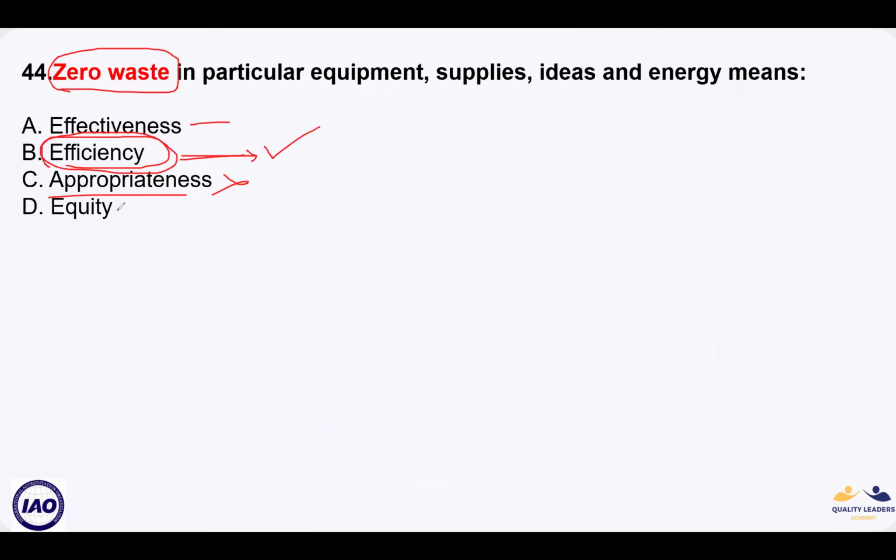What is equity? So equity is a sort of fair distribution of care regardless of patient's characteristics. It's about fairness, and there is nothing to do with the resource thing. Okay, so this is not the right answer. The right answer is efficiency. Okay, getting maximum result with minimum wastage of resources.